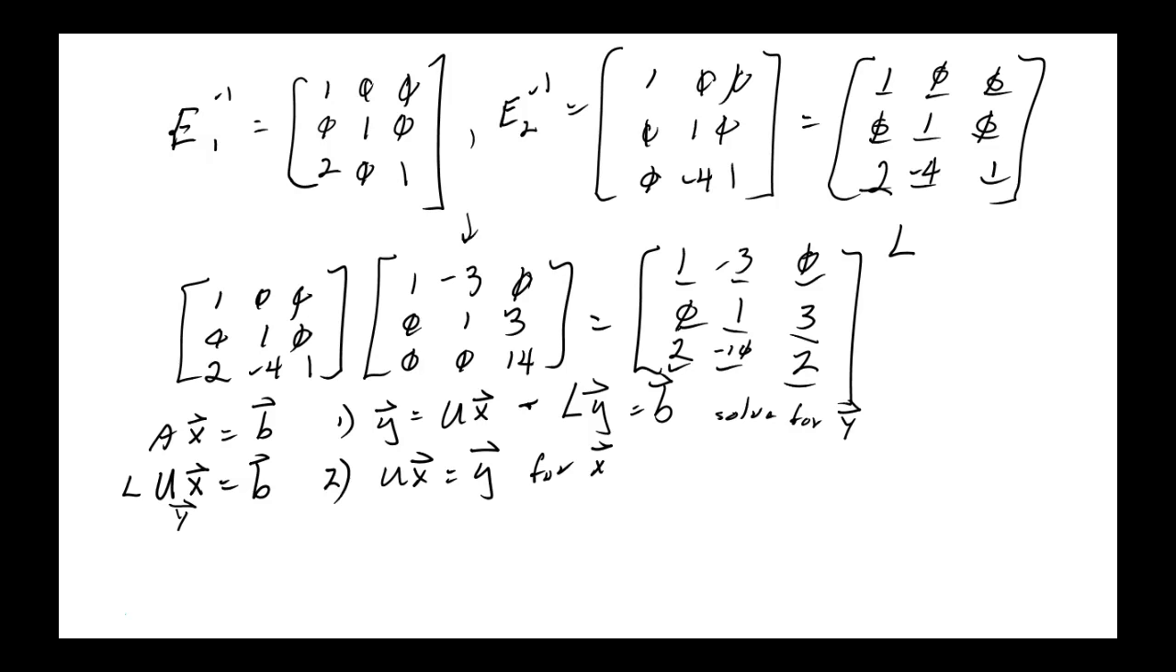Okay? Then you multiply that by L on the left, and Ly is equal to B. You already knew what B was. And solve that for Y. And then you have that UX is equal to Y. Solve that for X, and you've got it. The column matrix X is a solution of the original system because of all this.